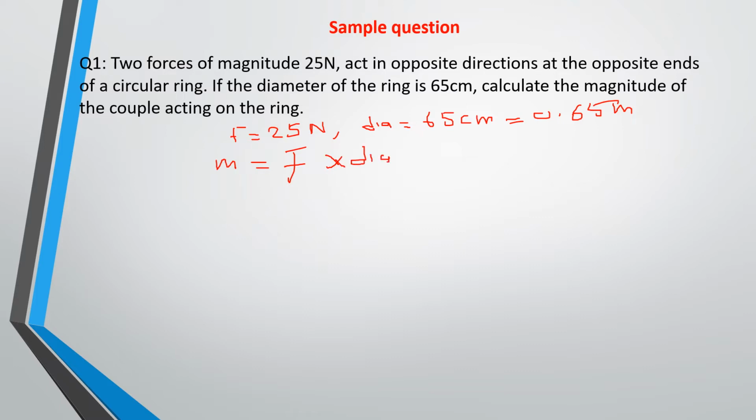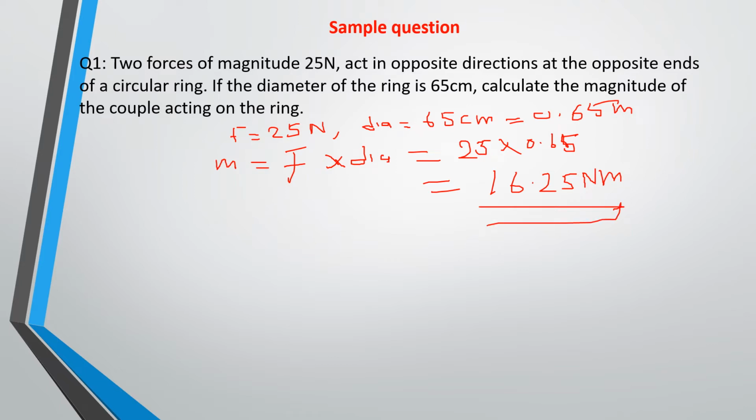If it is radius that is given to you, you multiply the radius by 2. So that will be 25 multiplied by 0.65. Okay, so when you multiply that out, you are going to have 16.25 Newton meters. All right, so that is how to solve problems on couple.